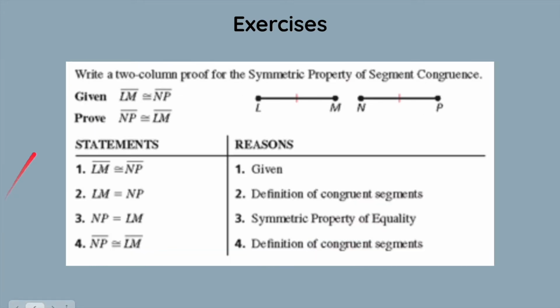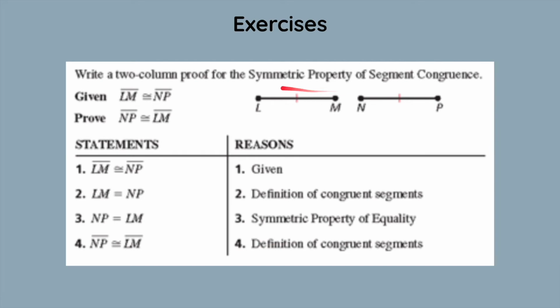So here's an example of a proof. So we have to write a two-column proof for the symmetric property of segment congruence. So what we're doing is just proving this theorem. So we're given that segment LM is congruent to segment NP, and we need to prove that segment NP is congruent to LM. And this prove statement should always be the last statement that you see in your proof.